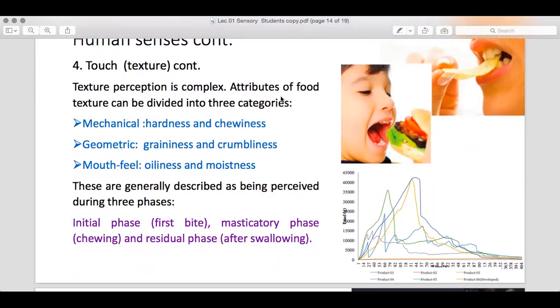Then attributes of food texture can be further divided into three categories: mechanical, geometric, and mouthfeel. Mechanical means hardness and chewiness. When we are chewing food, we can understand its mechanical properties. And geometry, graininess and crumbiness. Geometry of food is also possible to identify when we take the food inside, and also by using vision we can identify. Geometry means its shape, all these things, whether it is a crumb product, right?